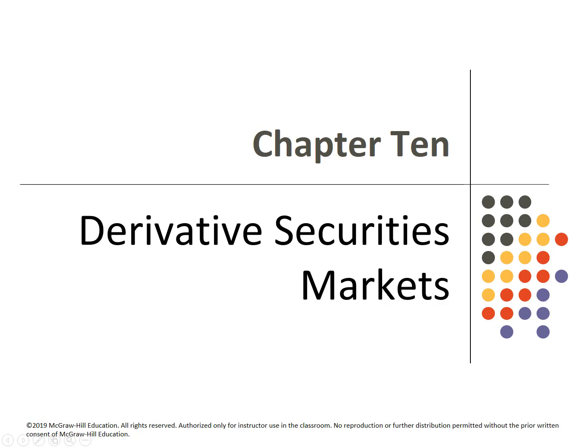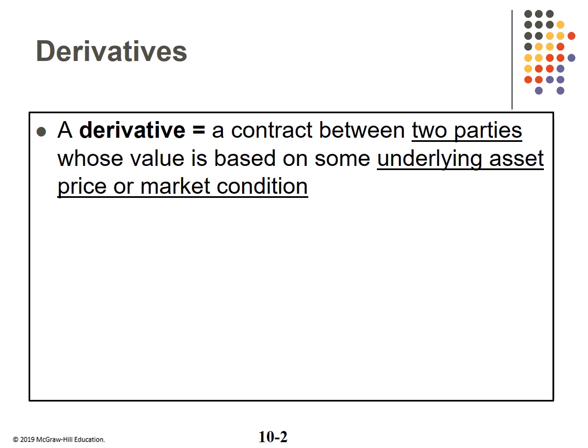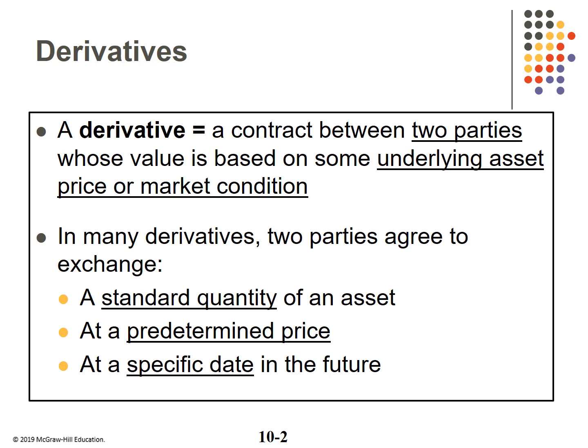Chapter 10 gets us to my favorite topic, derivatives. A derivative security is just what the name implies. Its value is derived from some underlying asset or market condition. In most cases, the two parties agree to a standard quantity of some asset, a predetermined price, and a specific future date for the exchange to take place.